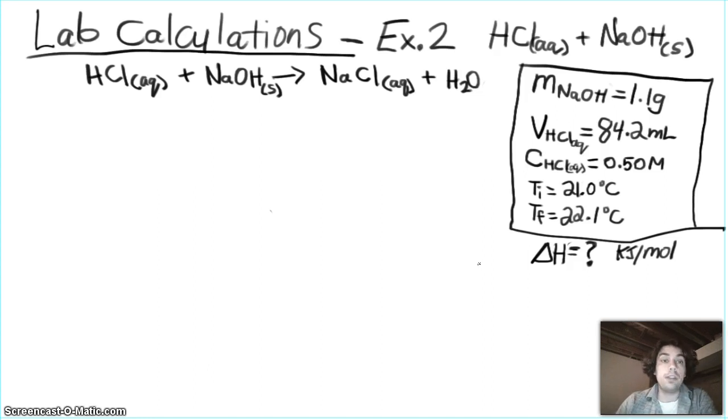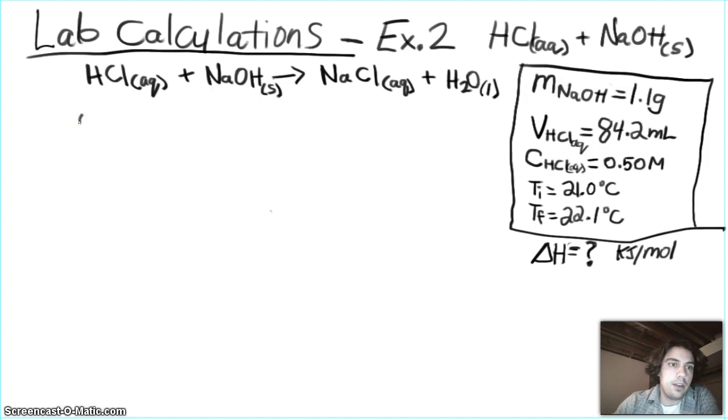So, with this chemical reaction, we want to see what the delta H naught, or what the delta H is for 1 mole. Now, where we need to start is using Q equals MC delta T to figure out how much energy was involved in this.